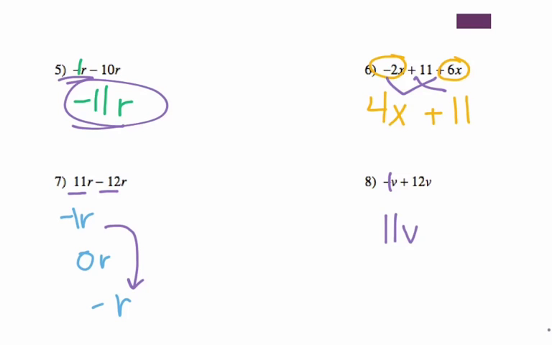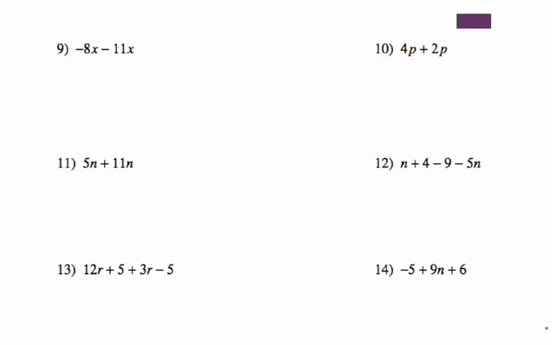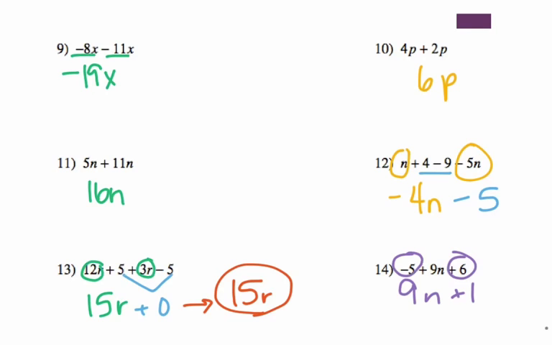And then the last one, there was not a negative 1 in front of the v, so since it was a negative v, I put a 1 there, showing that it represents negative 1. And then negative 1 plus 12 is 11. Variable is v. All right, go ahead, pause here, and try these all out on your own.